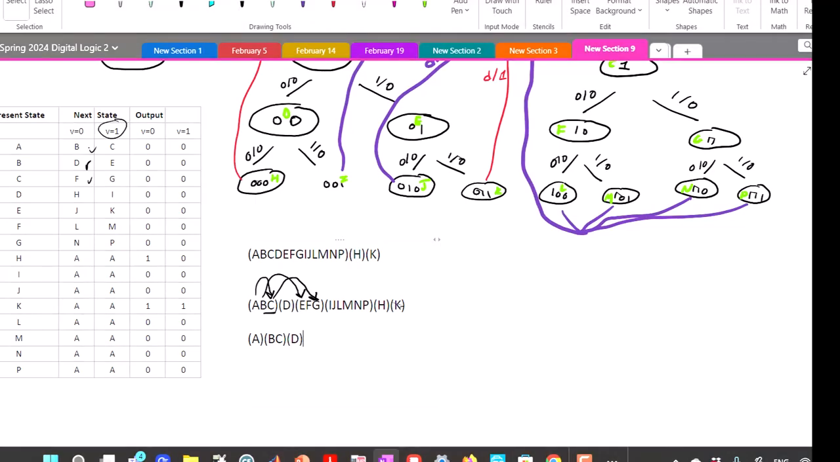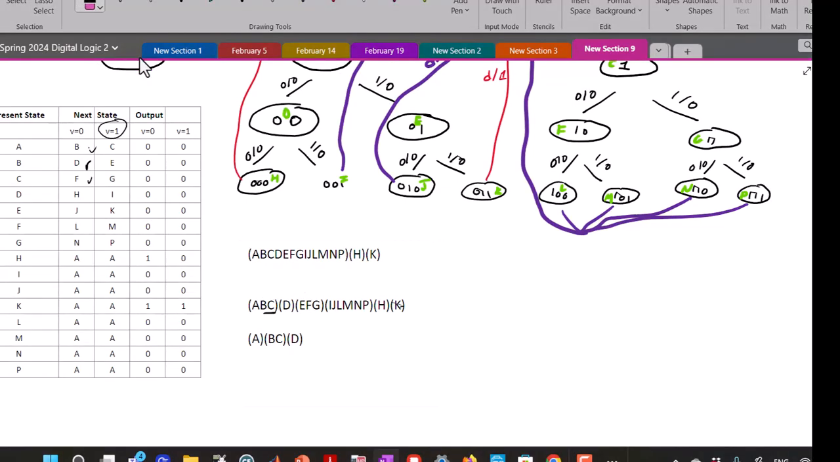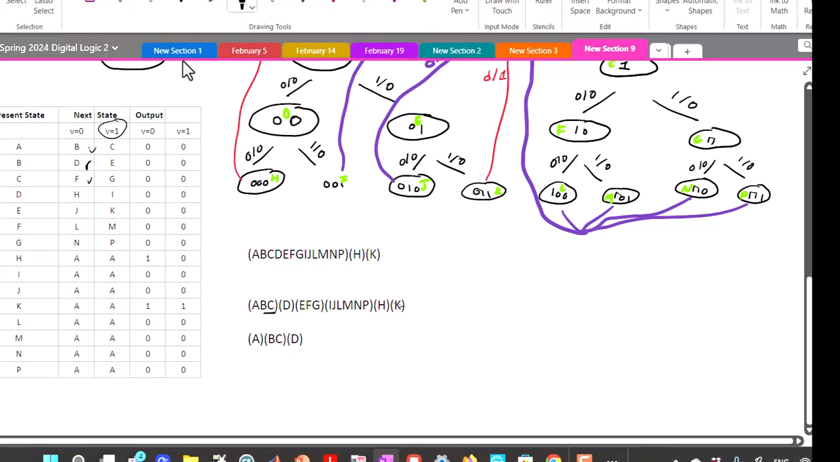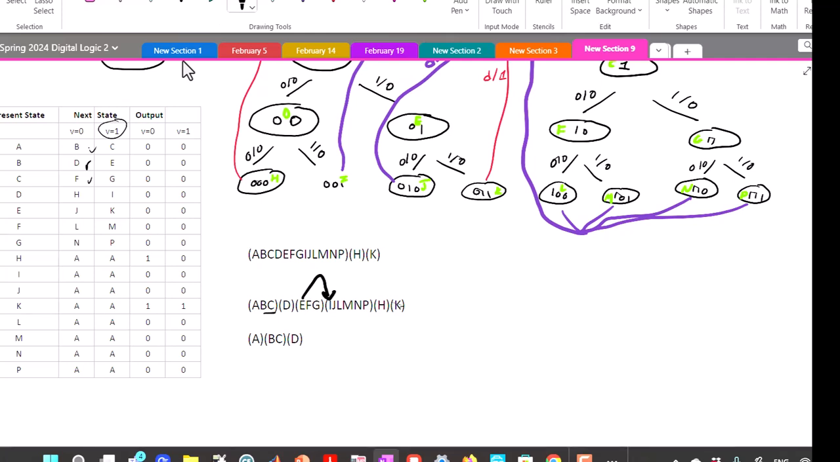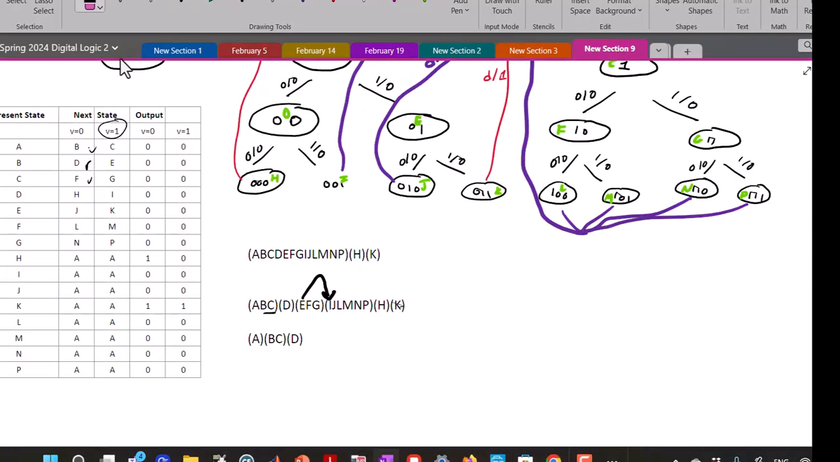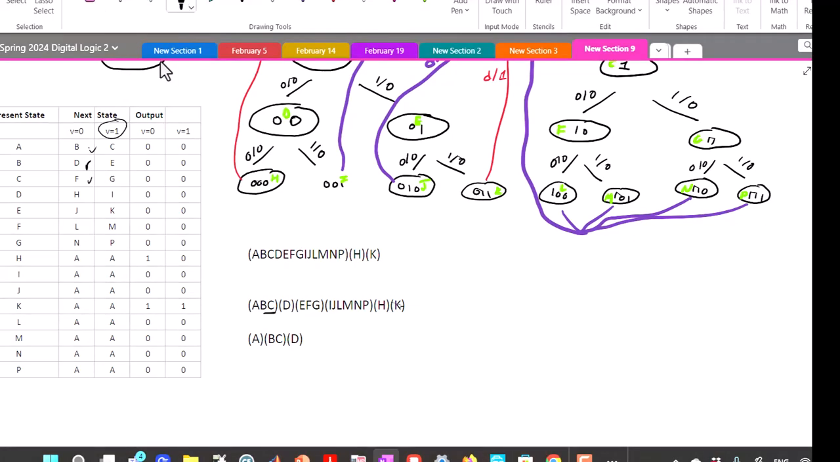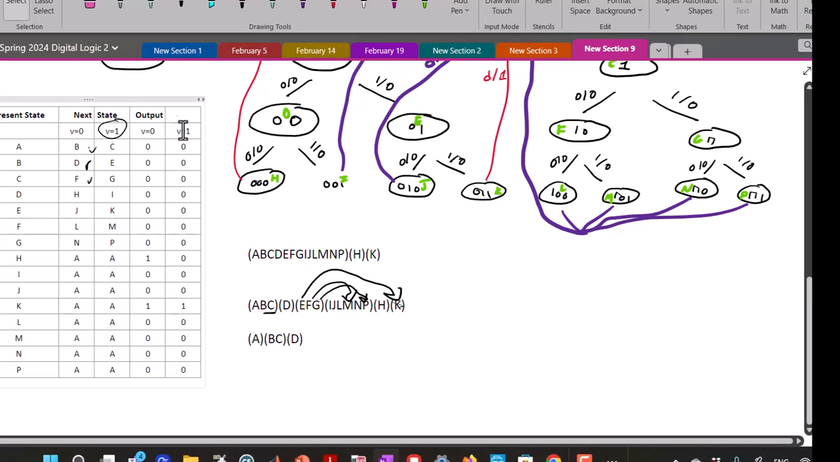Now let's look at E, F, and G. E goes to I. No, E goes to K. Looking at the 1 successors, E goes to K. And F goes to M. And G goes to P. So E gets separated, but F and G stay together.